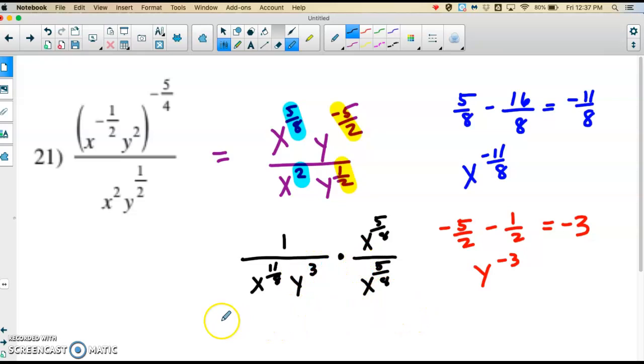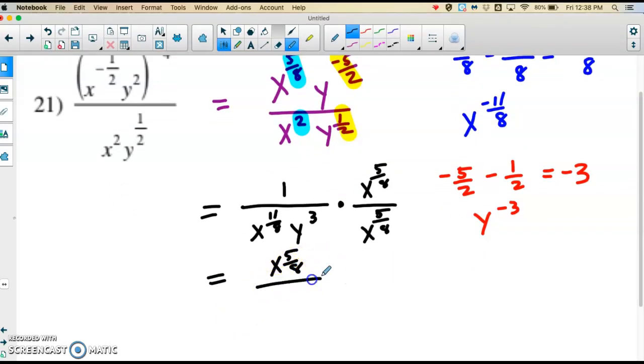So now it ends up being x to the 5/8 on top over, we end up with x squared, because 11/8 plus 5/8 is 16/8, which is 2, which is what we wanted. We want whole number exponents, over y to the third. So that's what happens anytime you end up with an exponent that is a fraction in your denominator. You got to rationalize that out. Okay, that's what that's called, rationalizing your denominator. You got to end up with whole numbers in the denominator.